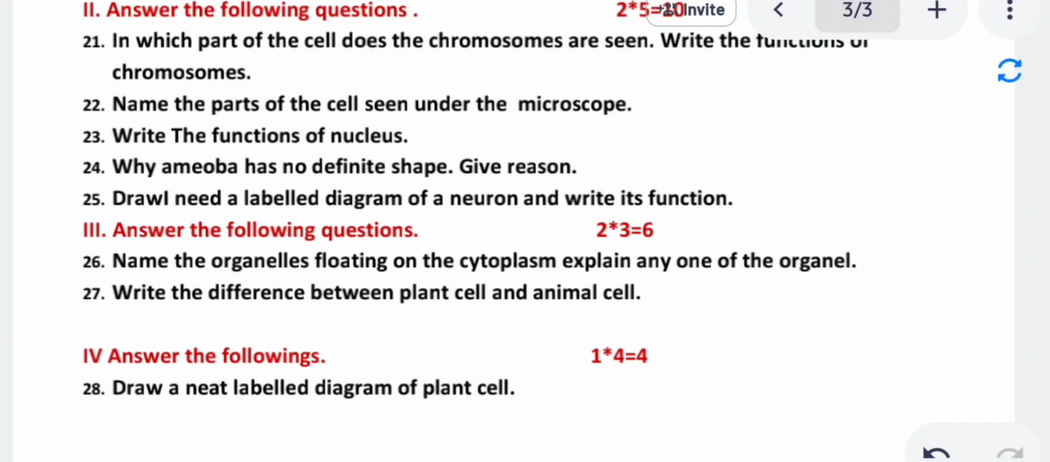So all these are the most probable questions from the chapter cell structure and its functions. Practice these questions. Good luck. Thank you.